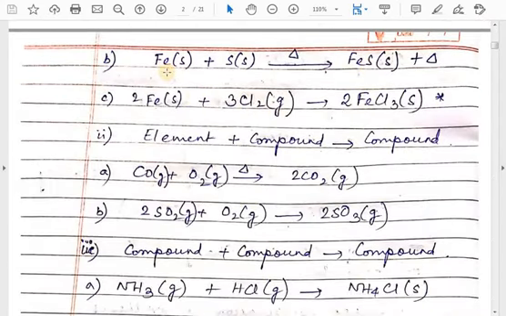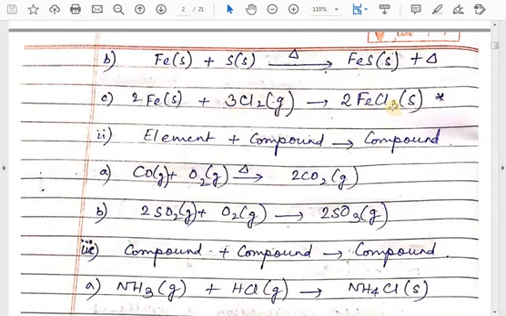Now let's say this one. This is iron reacts with sulfur to give iron sulfide or Fe2S, where balanced state of iron is 2 plus, heat. This is also an exothermic reaction. Here heat is required to start the reaction, but once it started, it continues exothermally. Different salts also can be prepared by this type of reaction.